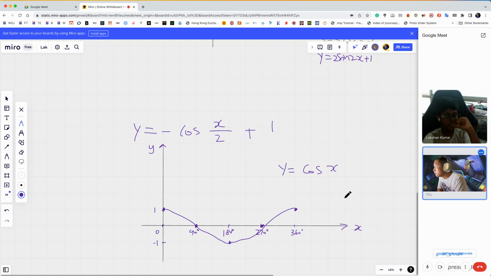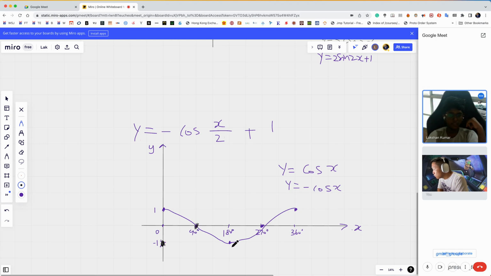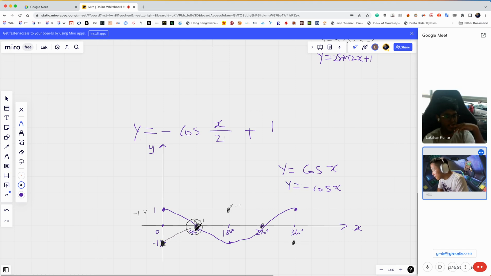Now we need to do the negative first. So y equals negative cosine x. So for negative, you just flip. Use a different color. 1 becomes negative 1. 0 becomes 0. Negative 1 becomes 1, because you need the negative. Basically, you times by negative 1, times negative 1, times negative 1. Okay? So 0 is 0. Okay? So this is the black one.